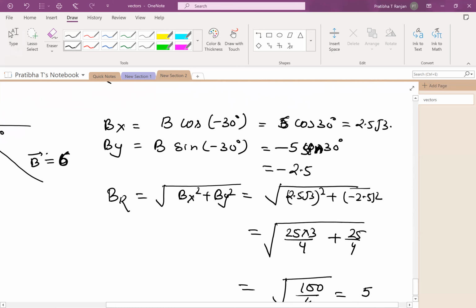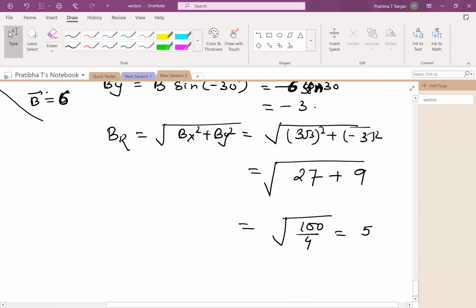So this will be your 6 cos 30. This will be your minus 6 sin 30, which is minus 3, simply. So minus 3 squared, and cos 30 gives 3 by 2, so 3 root 3. So it's 27 plus 9, that is 36. It's okay, 6.